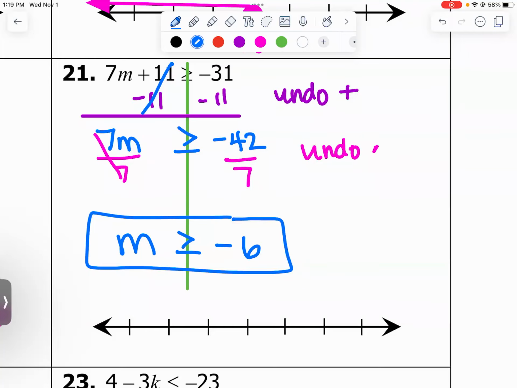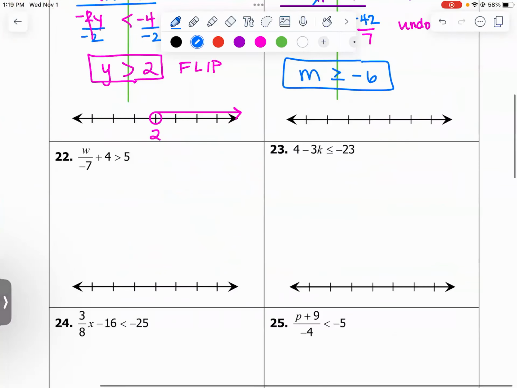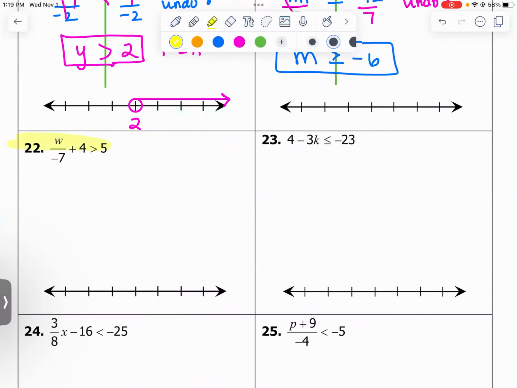Okay, so this is what your job is. You are gonna do 22 and 23.